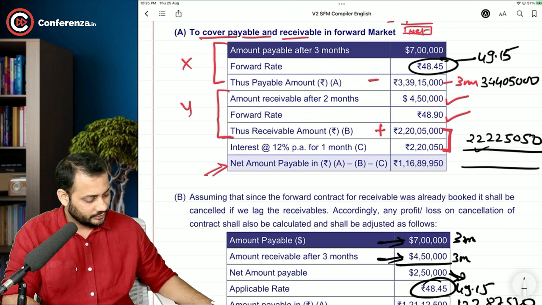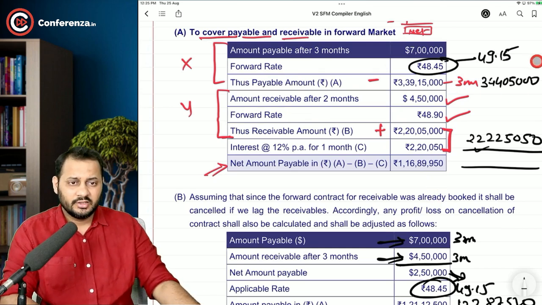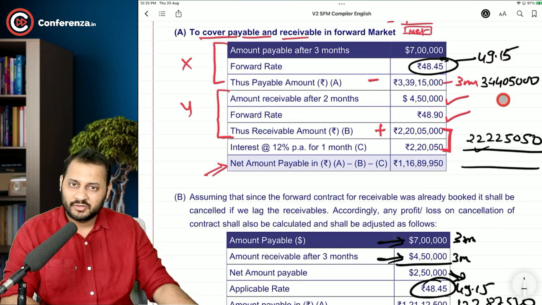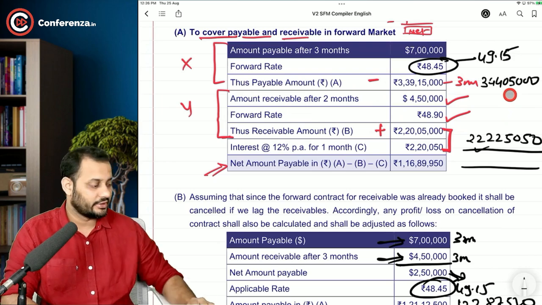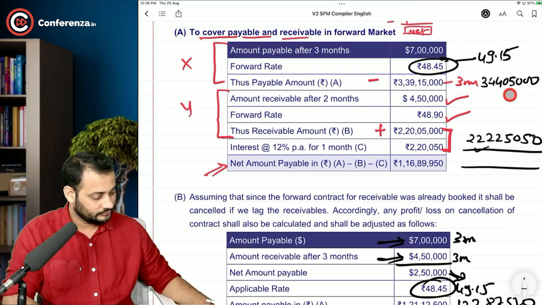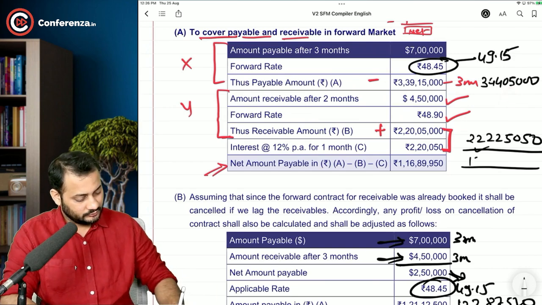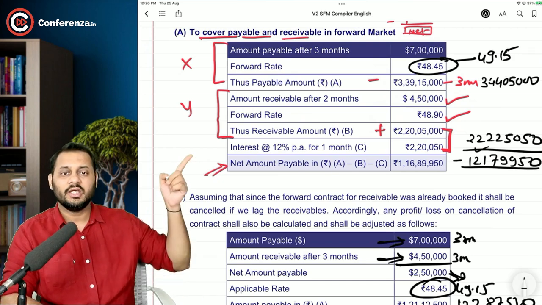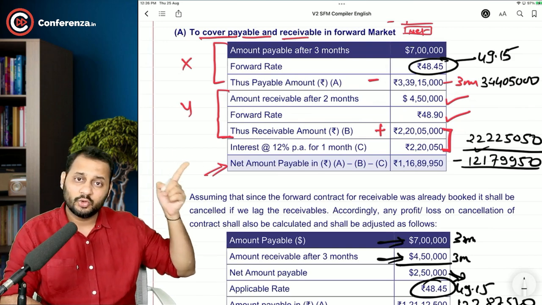Let's calculate the net amount. Do you understand this? If you take it as swap points, this is going to be the rate and this is going to be the payable after 3 months, and this is the amount invested by you, the receivable of 4,50,000 converted at the agreed rate and invested back for 1 month. So this is the receipt, this is the payment at the end of 3 months. $1,217,9950.